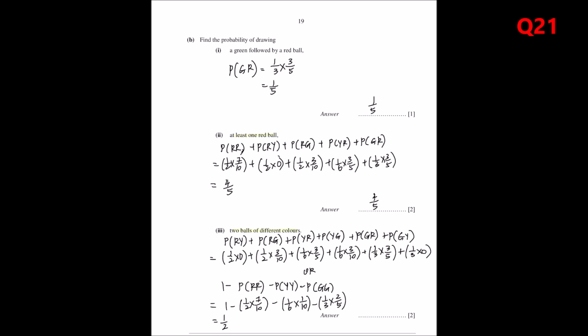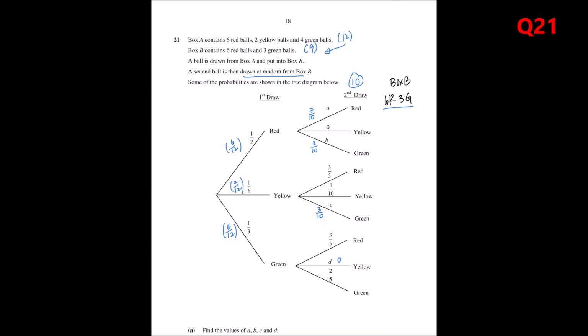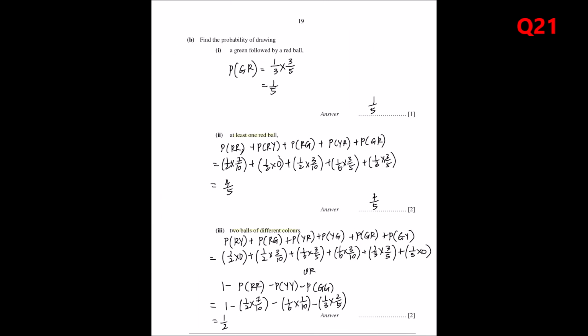In part 2, you want to have at least 1 red ball. So the different outcomes, at least 1 means it can be 1 or both red balls. So we have red and red, red and yellow, red and green. So there are 3 outcomes already. Then after that, it can also be a yellow red or green red. So I'm going to add up all the possibilities together, and then my final answer.